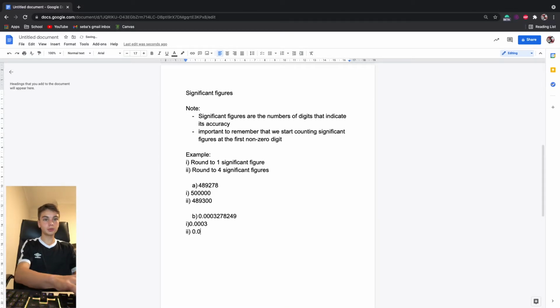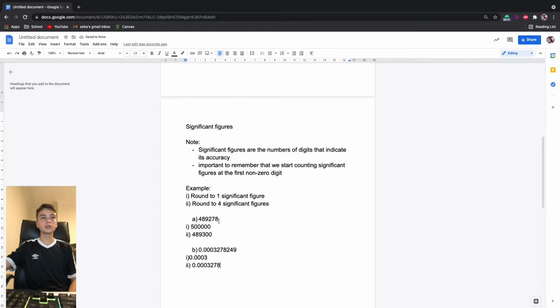4 significant figures, same concept as before. So we do 0.0003. 1, 2, 3, 4. Look to its right, it's 2, 2, 7, 8. And we leave it at that.